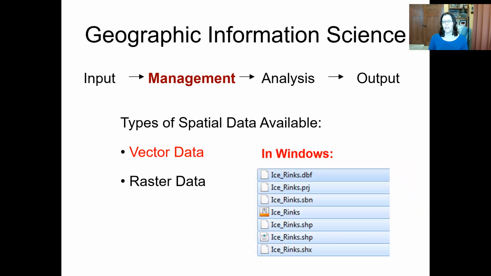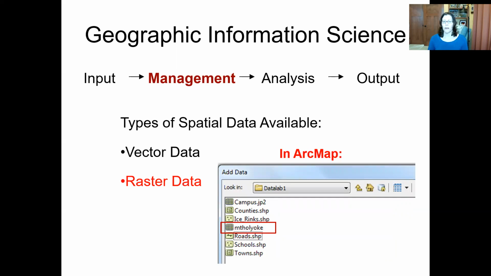In Windows, if we went to that same ice rinks file, so that point shapefile, we would find a whole bunch of different data layers associated with it. These contain things like the location of the vertices, the georeferencing of that file, the attribute table, but they are not a single file. There are lots of different files. So just as a heads up, it's going to look different if you see the data in Windows versus in ArcGIS.